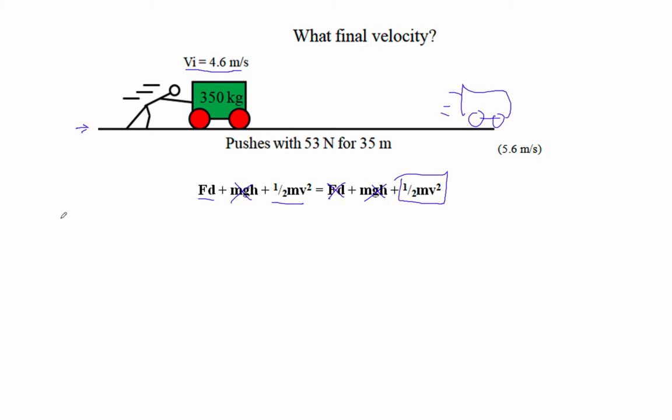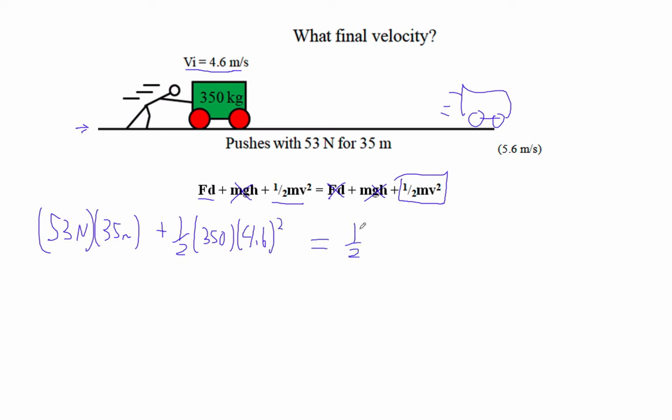Okay. So 53 is our force. 35, dyslexics beware, is our distance, right? And then it's also moving, right? So 1/2 times 350 times 4.6 squared. And then that's going to be 1/2 times 350 times v squared. Okay.